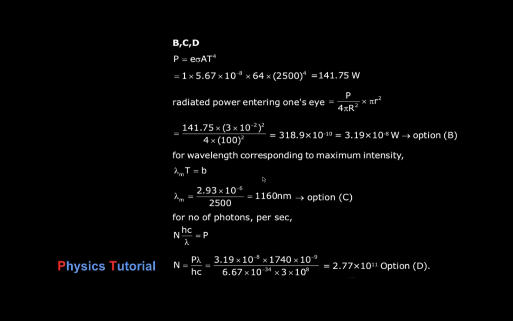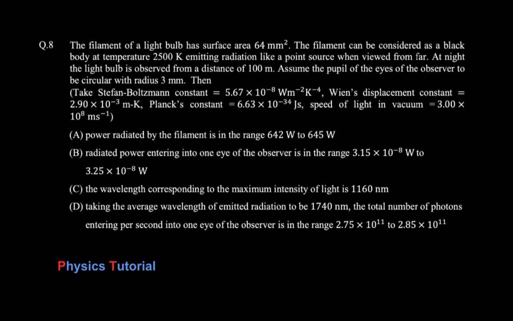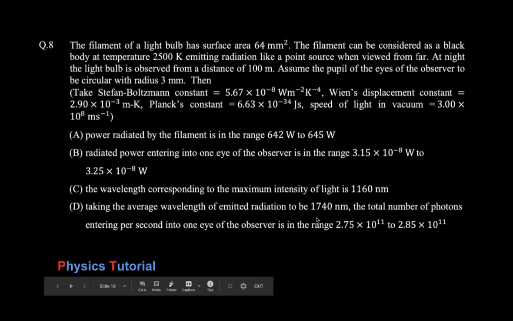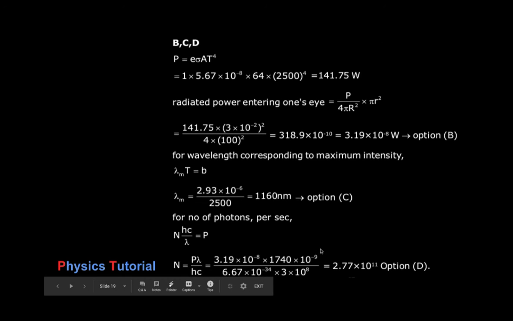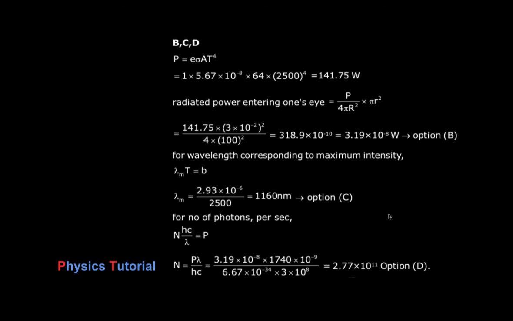Lambda we have already calculated here. P is the power, you substitute this here, and for lambda, it is given here, taking the average wavelength of emitted light to be 1740 nanometer. 1740 nanometer you just use here, with 10 power minus 9 for nanometer. So after calculation, D option is correct. Okay, simple calculative type problem.